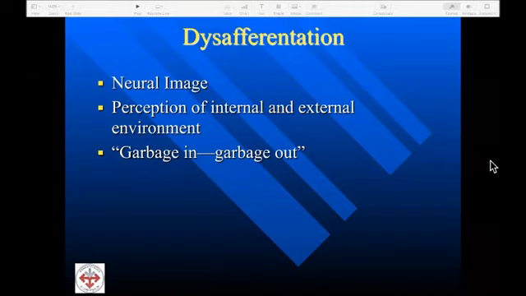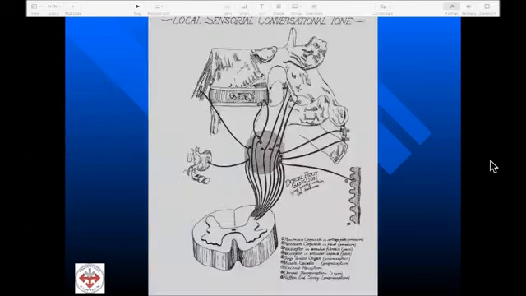This was referred to as the neural image by Peterson and Himes, and they described it as being the body's perception of the internal and external environment. Some IT people have suggested it's kind of a garbage in, garbage out situation, where if the body isn't getting accurate information concerning what's going on in the periphery, it's not able to make the qualitative and quantitative changes necessary to adapt to environmental dynamics.